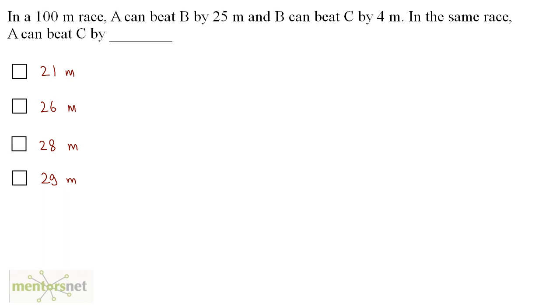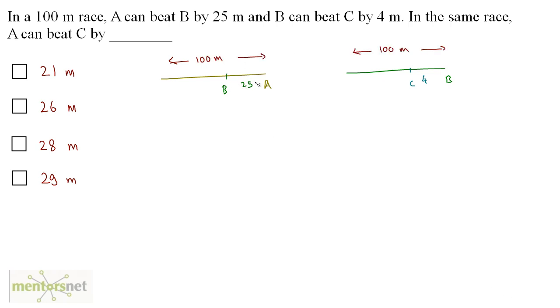In a 100 meters race, A can beat B by 25 meters and B can beat C by 4 meters. A can beat B by 25 meters. This means that when A is at the end of the course, B is 25 meters behind, right? And B can beat C by 4 meters. This means that when B is at the end of the course, C is 4 meters behind.